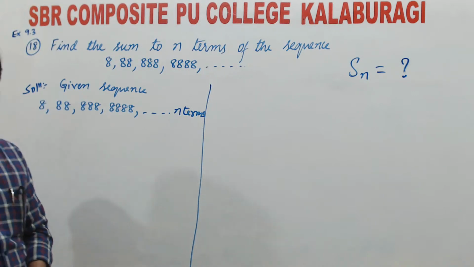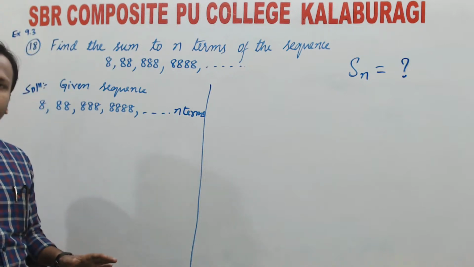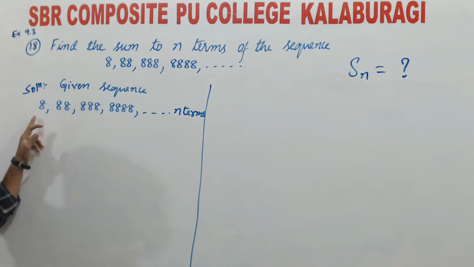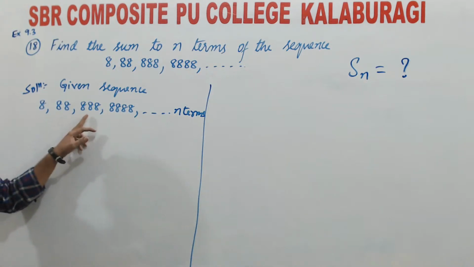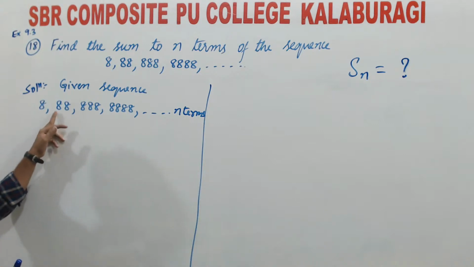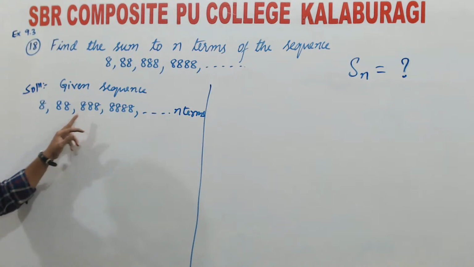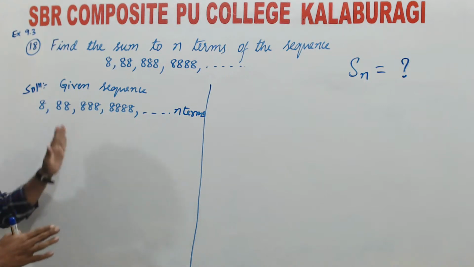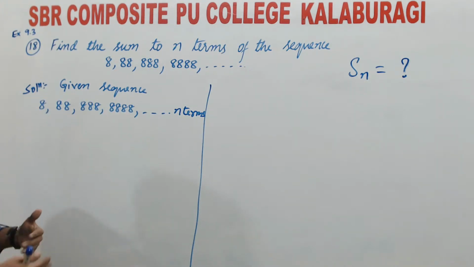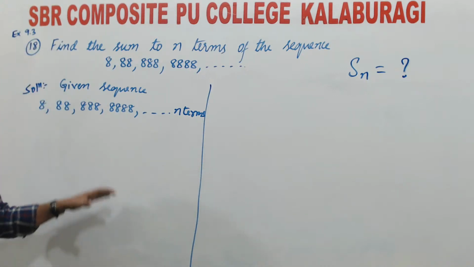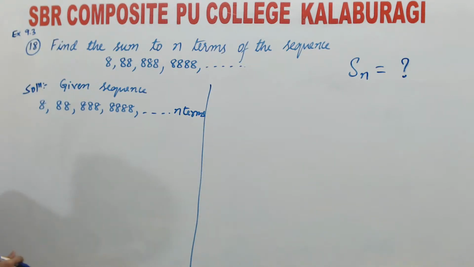If we look at the sequence here, it is neither in AP nor in GP, students. If you take the differences, you get 80 and then 800, so there is no common difference. If you take the ratio, 88 by 8 gives 11, but 888 by 88 does not give 11. So the common ratio is not the same. So it is neither AP nor GP. But we have to convert this sequence into the form of a GP. We have a particular procedure, and we'll follow that procedure here.